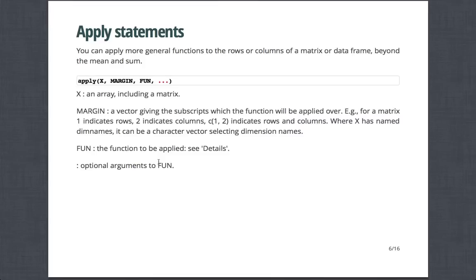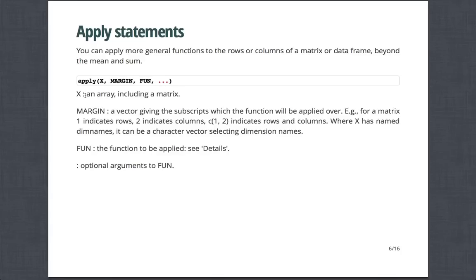tool in R. These are things called apply statements. That involves applying more general functions to the rows or columns of a matrix or data frame beyond the mean and the sum. So the general syntax is apply. You give it your data frame or matrix or an array. You tell it which margin to operate across, and you give it a function that you want to perform on that margin, and then you also give it additional arguments for that function.